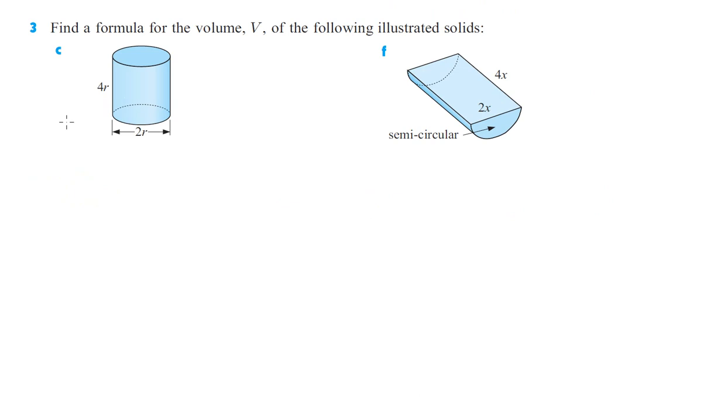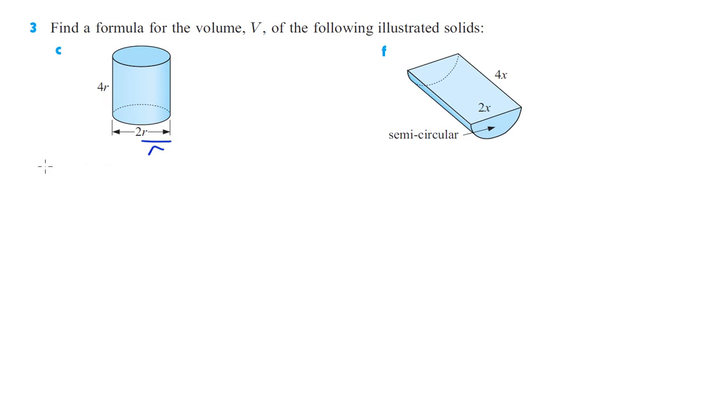Okay, so number 3 here, find the formula for the volume of the following illustrated solids. So we're going to want to stick with our formula that we've been using over and over again, and that's to find the area of the base and then multiply it by the height. So area of the base here is going to be, let's see, if this whole thing is 2r, that means that just the radius part here will be half of that, so just r.